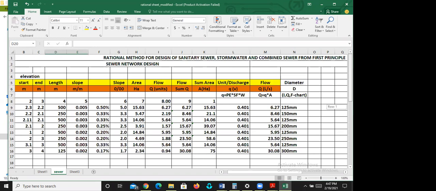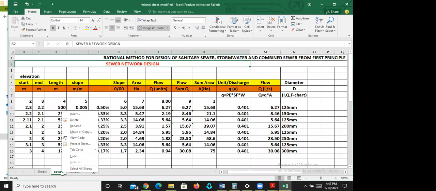Okay, now we are done with this sewer network design. So what I want us to do is, in your Excel, have we all opened it? If you go to your Excel, mine is not doing because I have a fault. But if you go here, just right click on this tab.